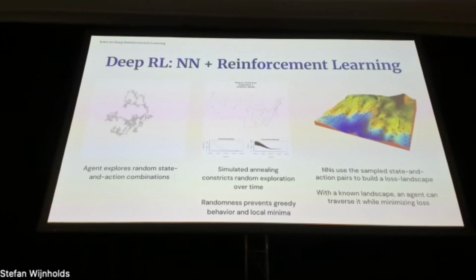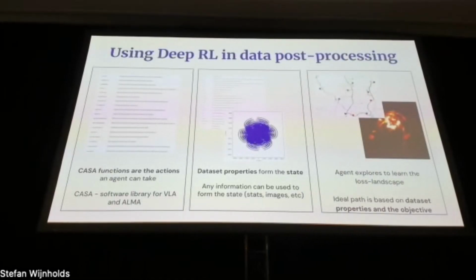How we envision using this for post-processing is CASA, which is the main software library for the VLA and ALMA. We can use the CASA functions as actions that the agent is able to play with. The dataset properties, whether they're statistical or image-based, form the state that the agent can play in. Then the agent explores to learn the loss landscape, with the idea being that depending on what you want out of the data set, you will get a different custom path to that objective. That would be better than just some generic directions or recipe that you would follow.